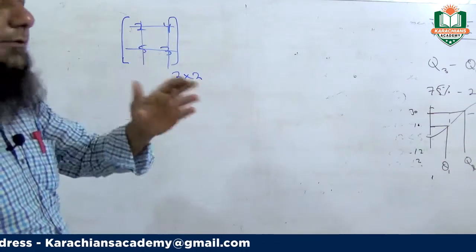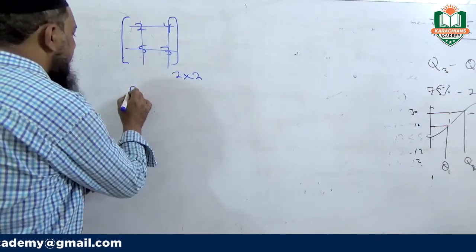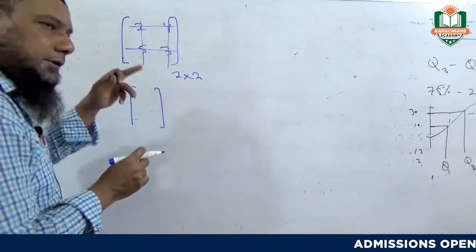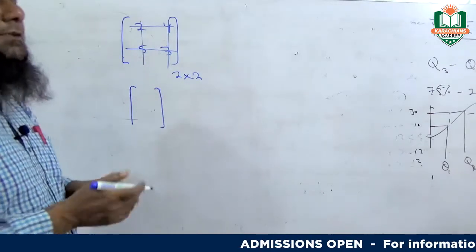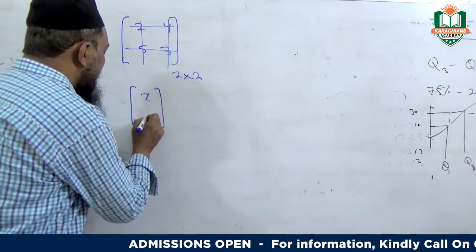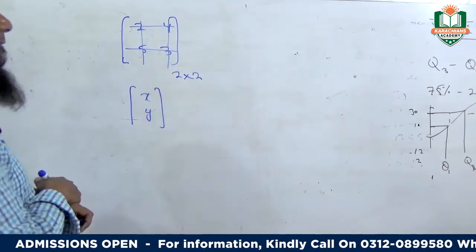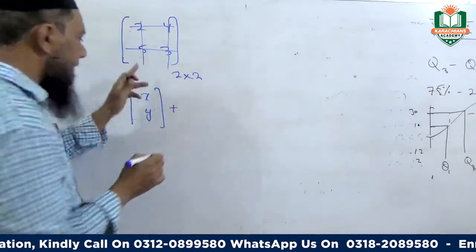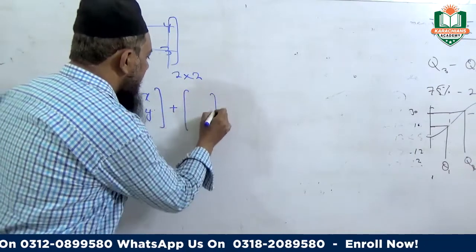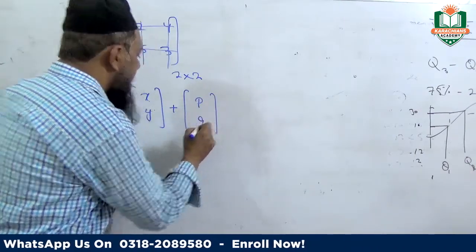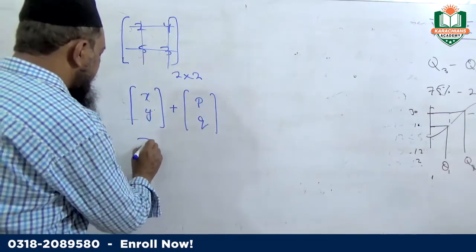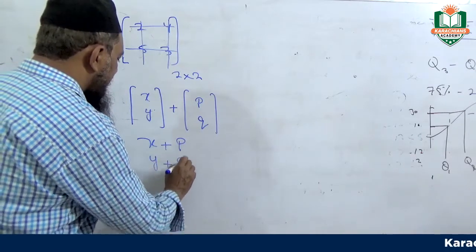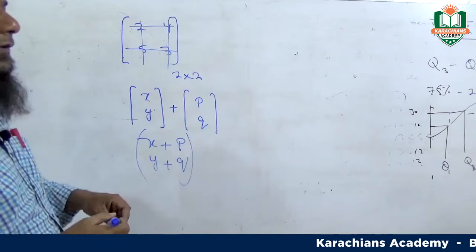Now we discuss column vectors. A column vector is a matrix in which we have only one column and two rows, and we consider these two rows the x ordinate and y ordinate. If we want to add two column vectors p and q, we put a plus sign between them. Then we can add them, like x plus p and y plus q. So this is the addition of column vectors.